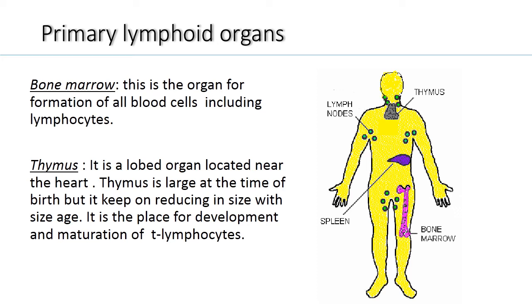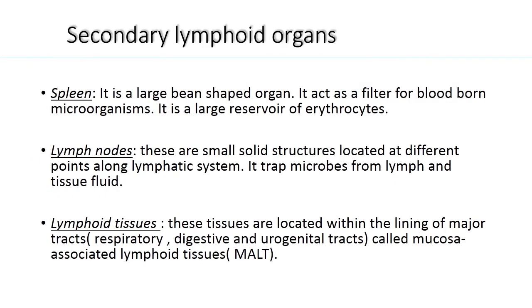They are very essential, so they are considered primary lymphoid organs. Let us study secondary lymphoid organs. These are the organs where lymphocytes interact with antigens. There are a few organs that belong to the secondary lymphoid organs.